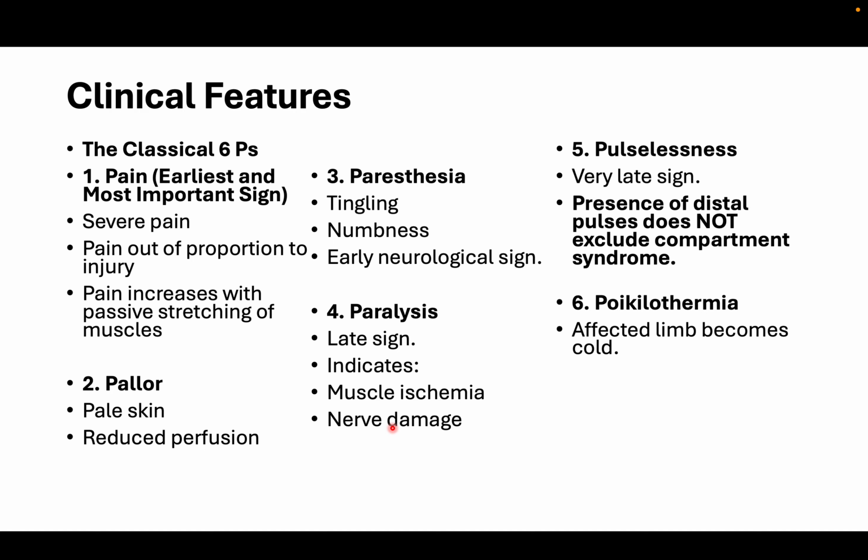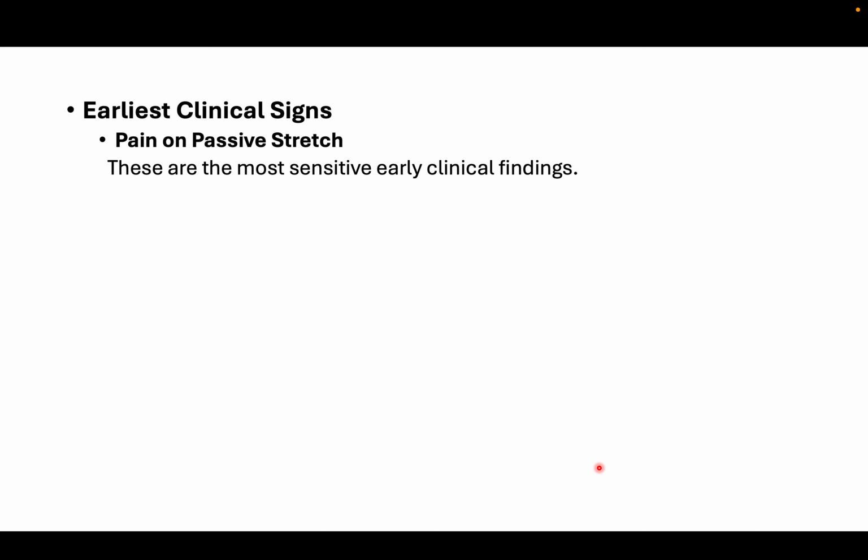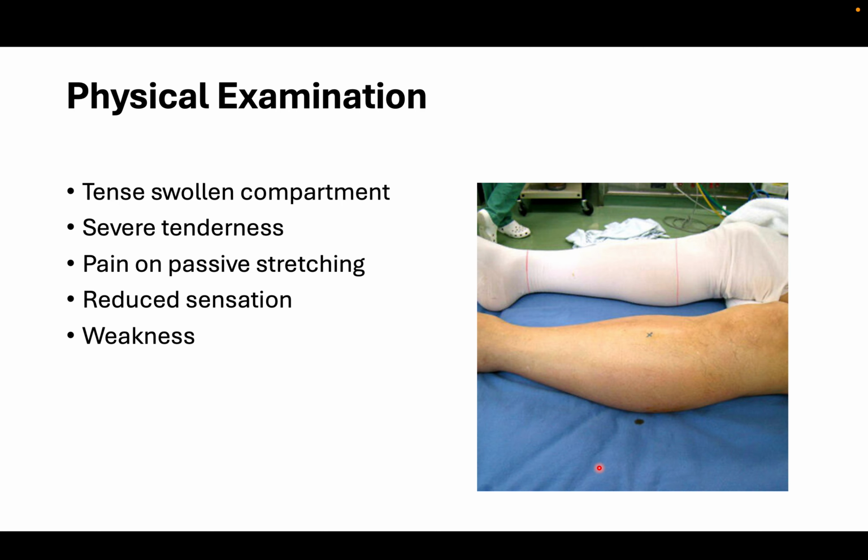Second one is pallor, pale skin because of reduced perfusion. Paresthesia, tingling, numbness, these are early neurological signs. Then paralysis, this is a late sign, indicating muscle ischemia or nerve damage. Pulselessness is a very late sign. Presence of distal pulse does not exclude compartment syndrome. Poikilothermia, the affected limb becomes cold. The earliest clinical sign is pain on passive stretch. This is the most sensitive early clinical finding.